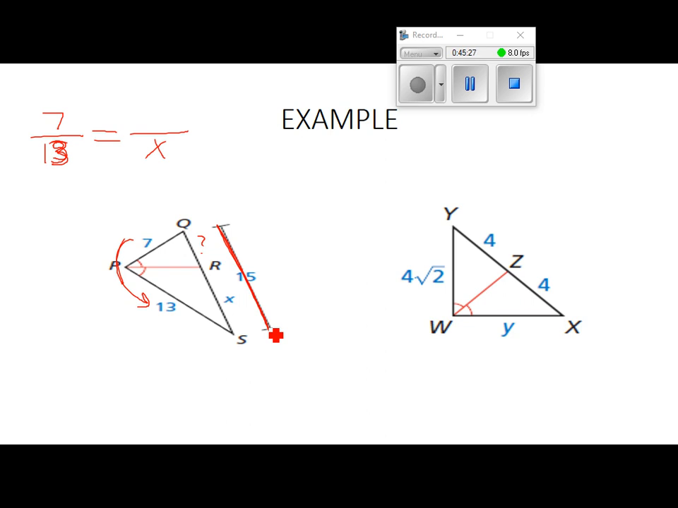How long, if I told you that this part right here was 2, how long would this part be? 13. If I told you this part was 4, how long would this part be? 11. If I told you this part was x? 15 minus x. There you go. So we can write it in that way. Put parentheses around that. Go ahead, write that down on your paper. Made it a little tougher. It's not really any harder, but it's hard to set up sometimes.